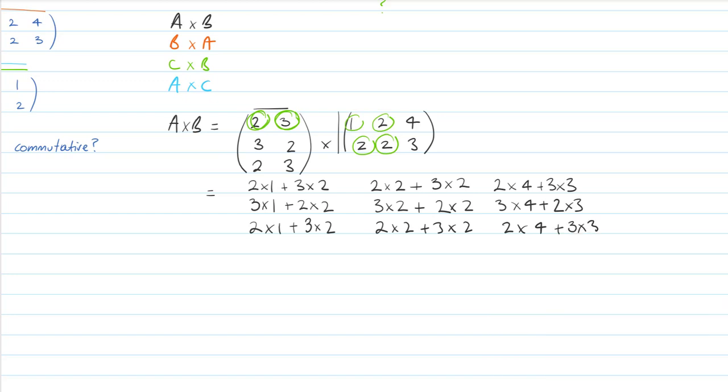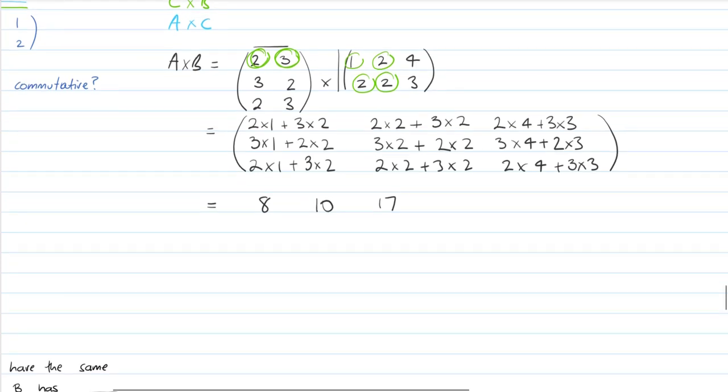Okay, so that's my matrix, and now I just simplify it and I get my result. So 2 times 1 plus 3 times 2, that's 8. 2 times 2 plus 3 times 2, that's 10. 2 times 4, 3 times 3, that's 17. Then 3 times 1 plus 2 times 2 is 7, 10, 18, 8, 10, 17. And there's my resultant 3 by 3 matrix.